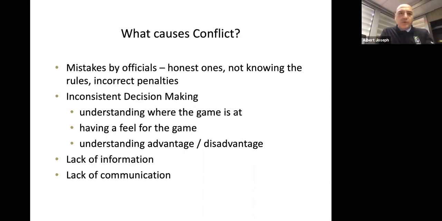So, the causes of conflict from a refereeing perspective is when, as referees, we make mistakes, when we don't know the rules, when we apply incorrect penalties, when we don't have consistent decision making, where a foul at one end is not a foul at the other end, or 3 seconds at one end is not a 3 seconds at the other end, not understanding the applicability of the advantage-disadvantage rule, and not being able to communicate that type of stuff.